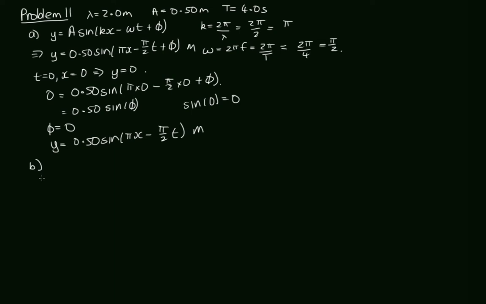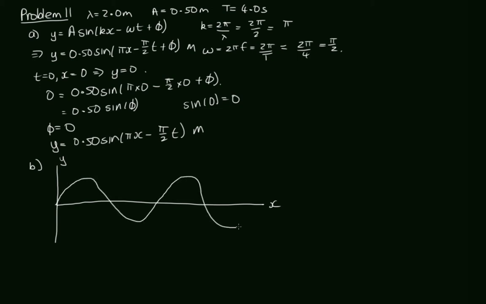Part B then asks us to draw a diagram showing the medium at t equals 0. So here's our medium. This is the length along the medium, and this is the height. We know that at x equals 0, y equals 0. So this is just a traveling wave with a wavelength of 2 meters, and we can draw it like this. This is one wavelength to here, so we know that's 2 meters. This occurs at 1 meter, this will occur at 3 meters, and this will occur at 4 meters.